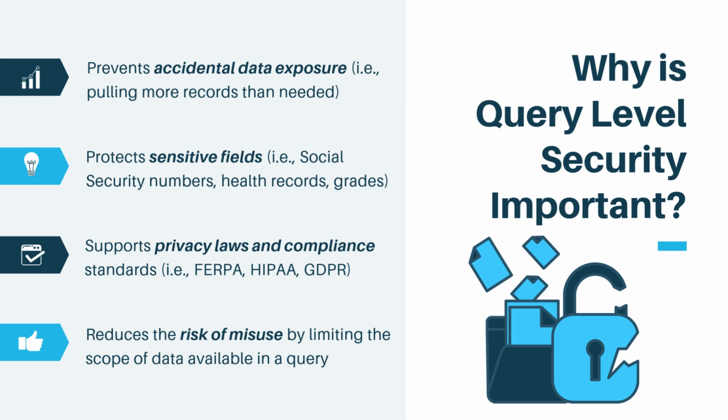So why is this so critical? Well, without query-level security, users could accidentally or intentionally pull way more data than they're supposed to. Think about Social Security numbers, health records, or student disciplinary notes, data that's super sensitive. On top of that, laws like FERPA, HIPAA, or GDPR require that data be protected and only shared with authorized people. Query-level security helps us stay compliant with these laws and reduces the risk of data getting into the wrong hands.